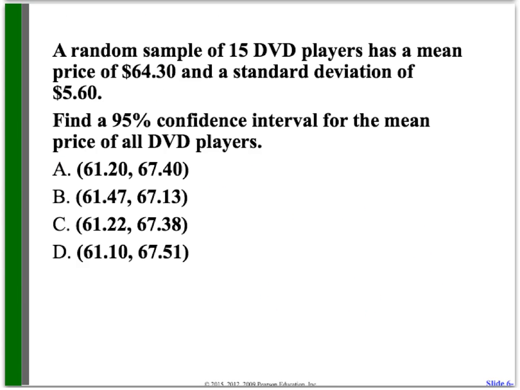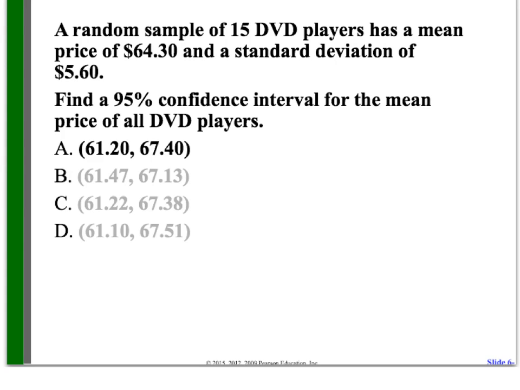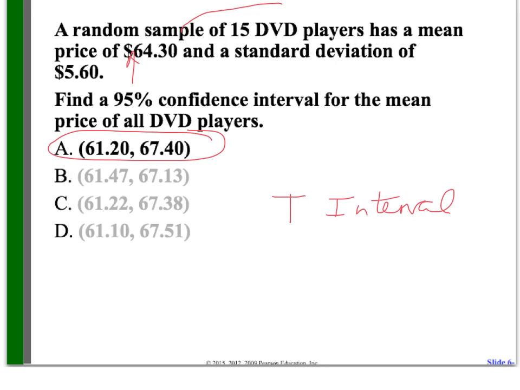Okay, here's question 2. And your correct answer is A. Now, since this is talking about dollars and cents, that's why they rounded to the nearest hundredth. So your interval, when you round to the nearest hundredth, is 61.20 and 67.40. If you did not get that answer, make sure that you did the T interval this time. You had less than 30 in your sample size. You had a sample of 15. So you had to do T interval.